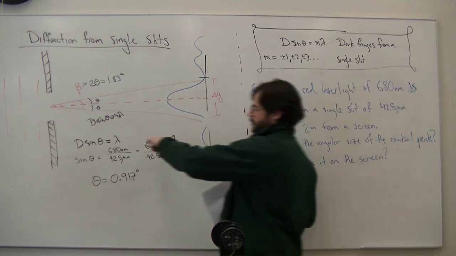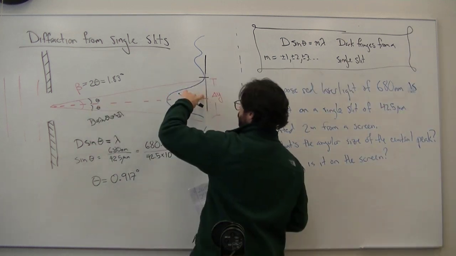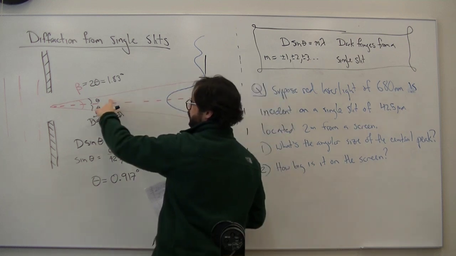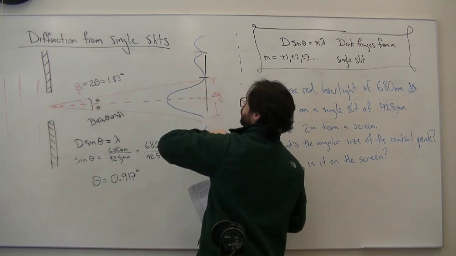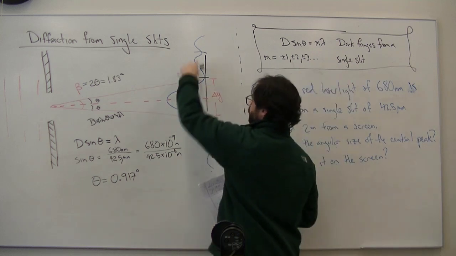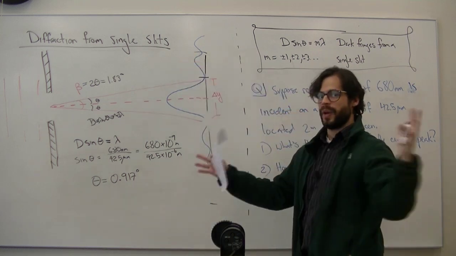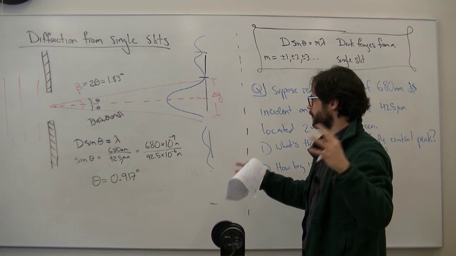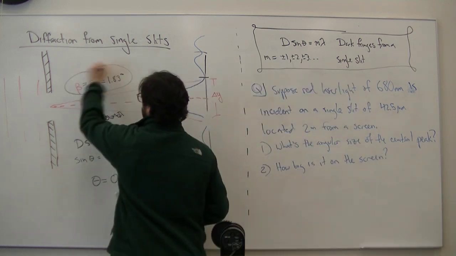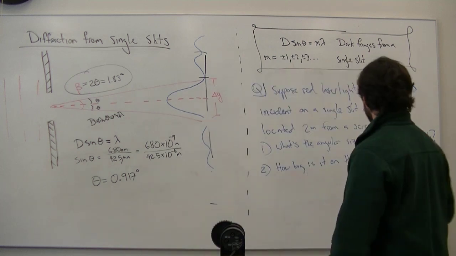So don't forget that this is from m equals 1 from the center line. This is what that theta is telling you. And then for the second dark fringe where you would use 2 there, that would get you from the center line to there. So that would be theta. So the width of the angular size of this would be twice that. Okay. So A. Okay, what about B?